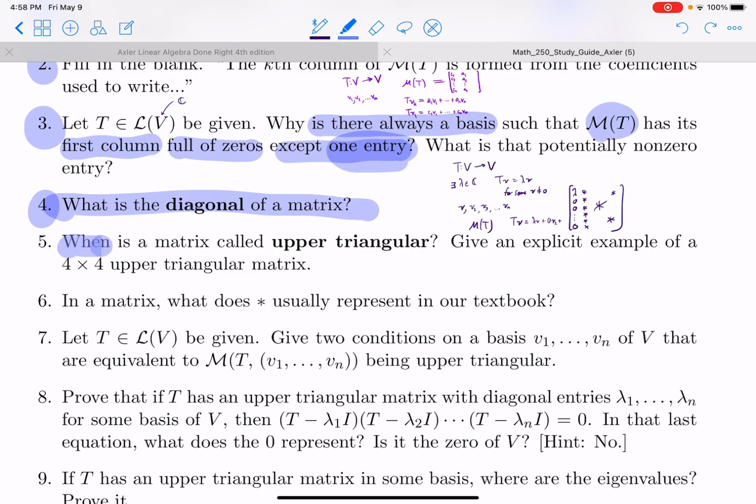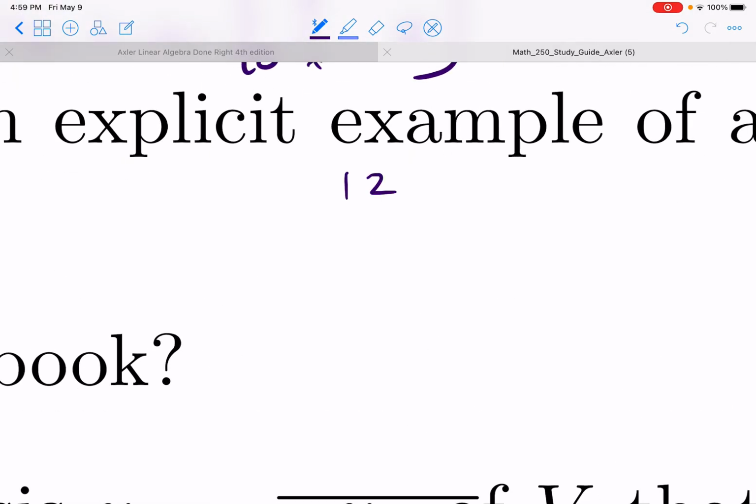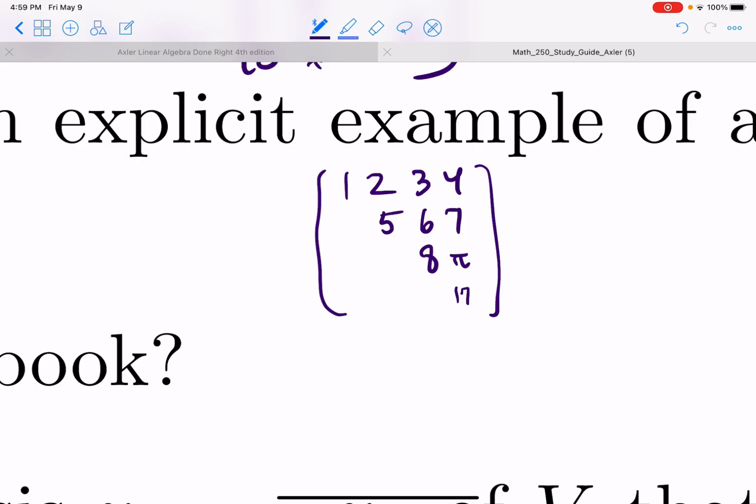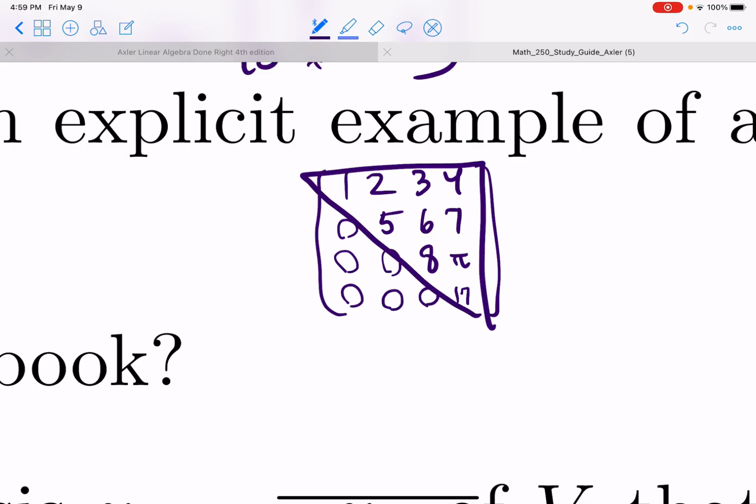Okay. And when is a matrix called upper triangular? When all the entries down here are 0, and the non-zero entries are up here. Okay, so an explicit example of a 4 by 4 upper triangular would be 1, 2, 3, 4, 5, 6, 7, 8, and pi, and 17. And so this would be a 4 by 4 matrix. Now I didn't write all the other entries because they are 0. So here's the upper triangular matrix.